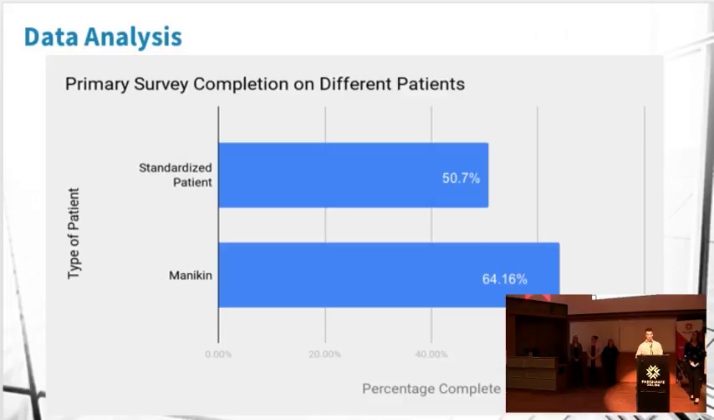So what we found was the mannequin group's overall performance of completion, shown on the slide, was 64.16%, while the standardized patient's overall performance of completion was 50.7%. To get these results, we used the t-tables to find out our p-values, and the p-values would determine the significance of our null hypothesis. Now we're going to look further into our results with the next section here.